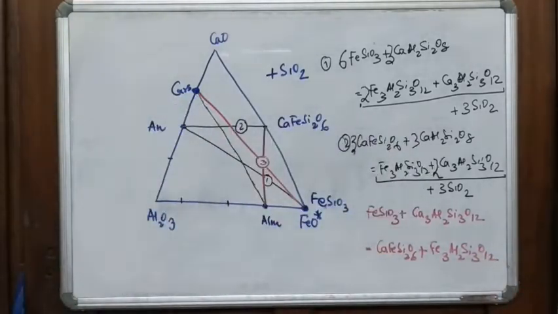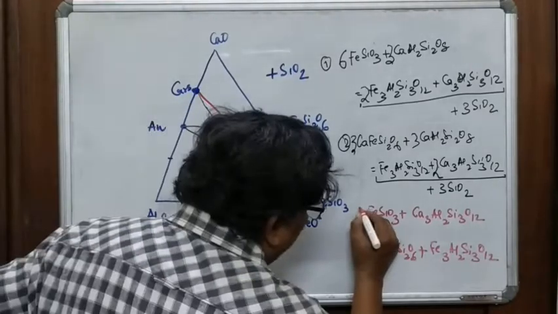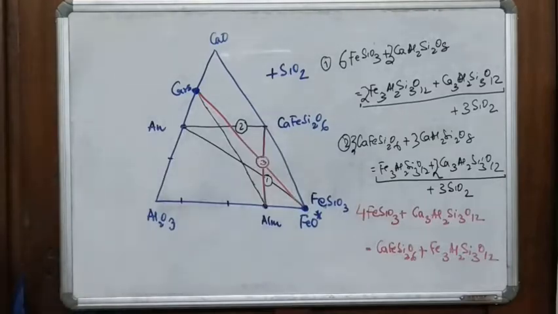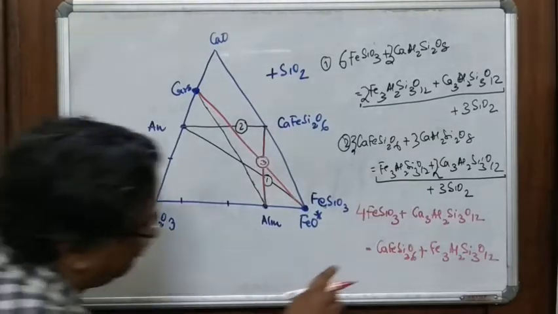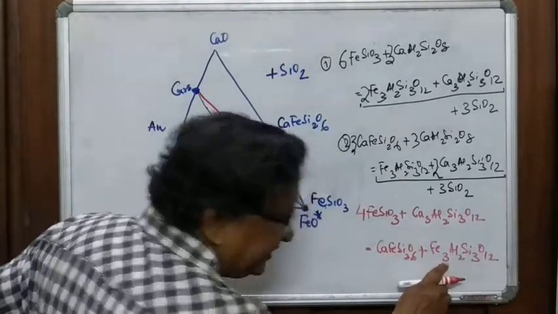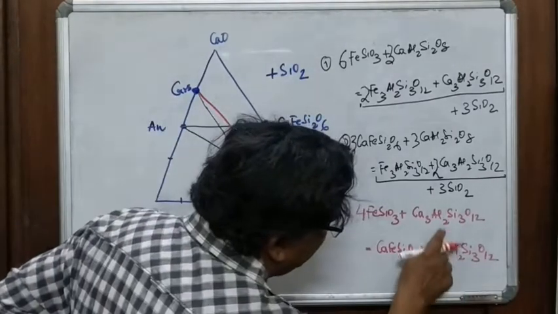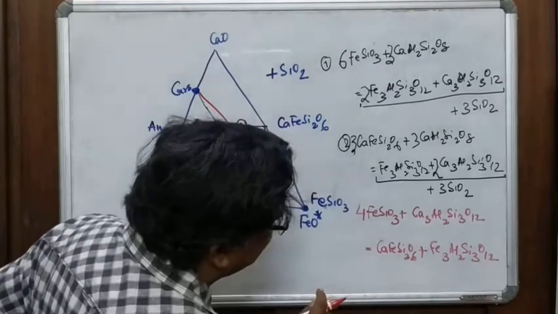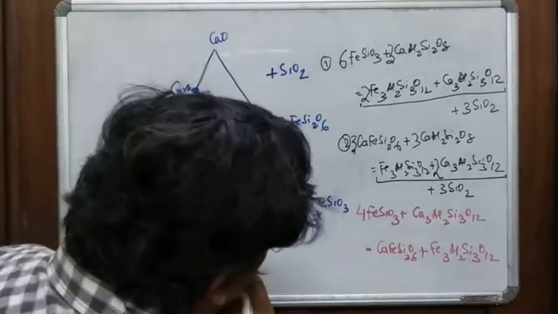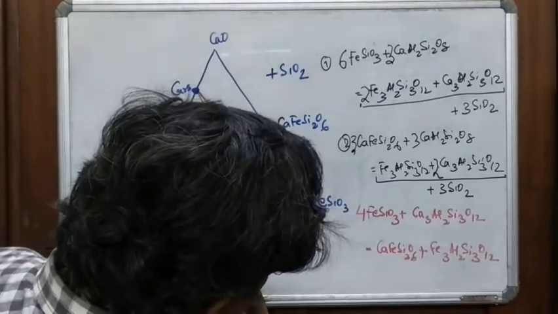It is something like this. Now, how do I balance it? I take 4 iron, if I take, then I have 1 iron and 3 iron, 4 irons are balanced. Aluminium is automatically balanced. No, I think there is a problem.